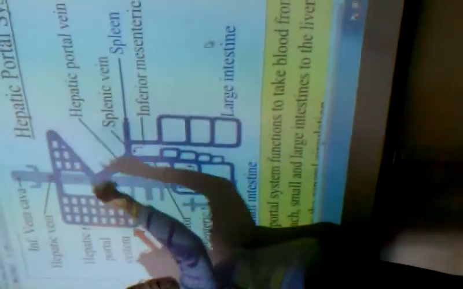into our heart. So what's important about hepatic circulation is to understand why we have it, okay, to filter the blood coming from the intestines and the spleen. It's also important to understand the pathway. So make sure you know your pathway. You should write it down somewhere.